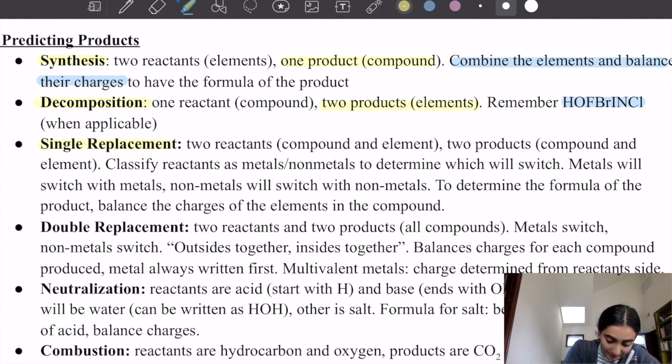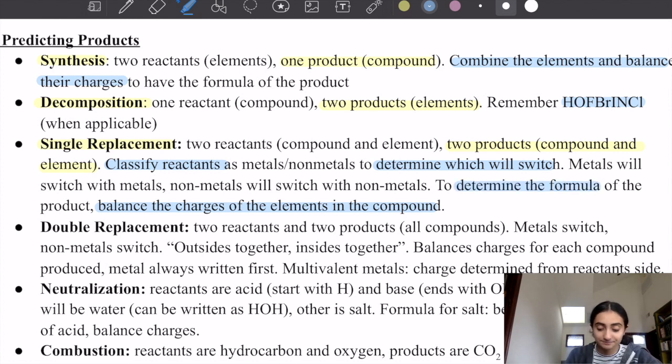So just remember to write diatomic elements with a subscript of 2. Next, we have a single replacement. And in a single replacement, the reactants are a compound and an element, and the products are also a compound and an element. So you want to classify the reactants and determine which will switch. And as I said, metals switch with metals, nonmetals switch with nonmetals. So you balance the charges of the elements in the compound in your product in order to determine the formula of the product.